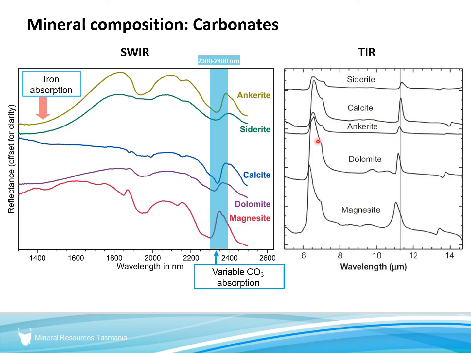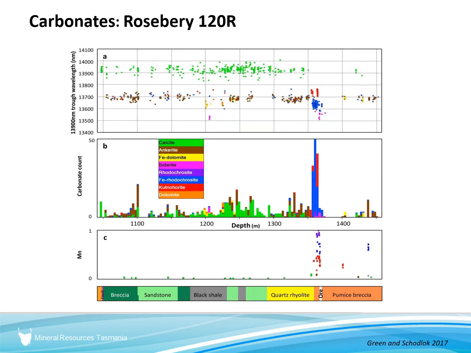Carbonates, here we have the various carbonates all have individual characteristics in the shortwave infrared to a degree, but in the thermal infrared, they're miles different. There are three features: 6500, 11300, and now around 14,000 nanometers, which vary markedly from carbonate type to carbonate type. So I'll show an example.